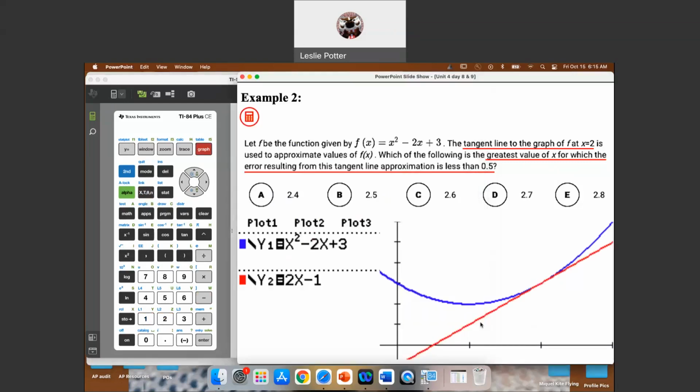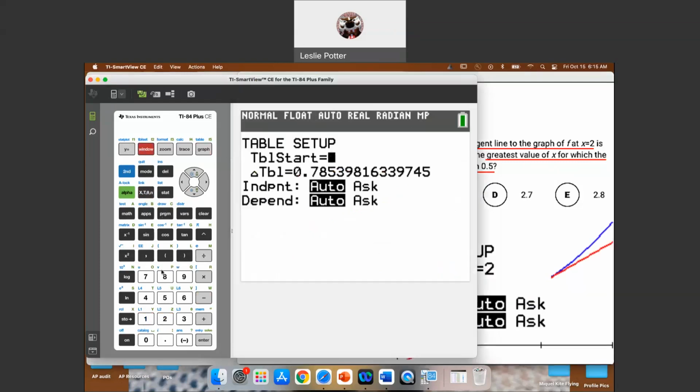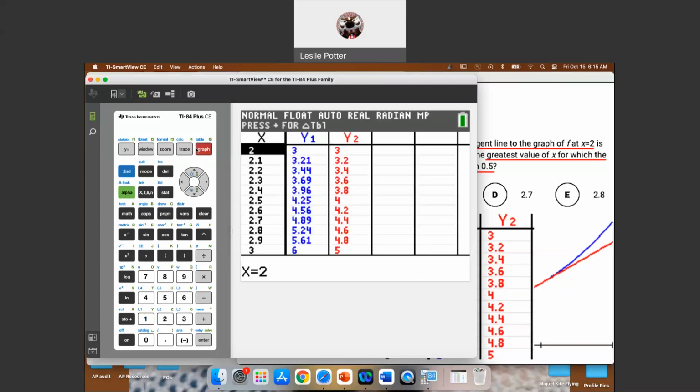And now what I can do is I can start looking at the table setup. I'm going to start at 2, and I'm going to count by tenths because I see that we have tenths in the answers here. So I'm going to do my table set, start at 2 and count by 0.1. Only because that's what I see in the answer forms here. So when I do that, I get this table, right? If I could show you the table on the actual calculator.